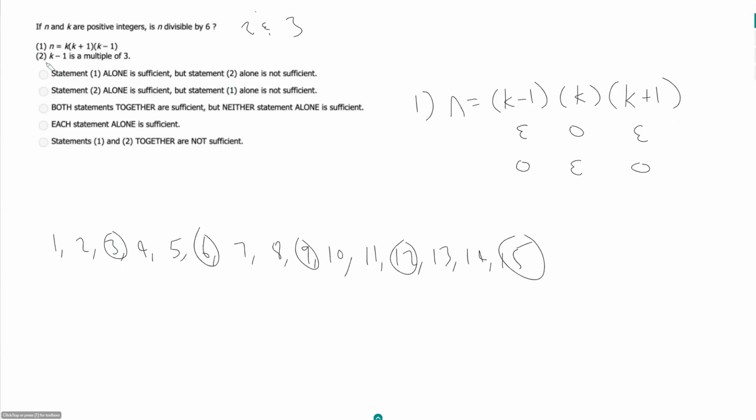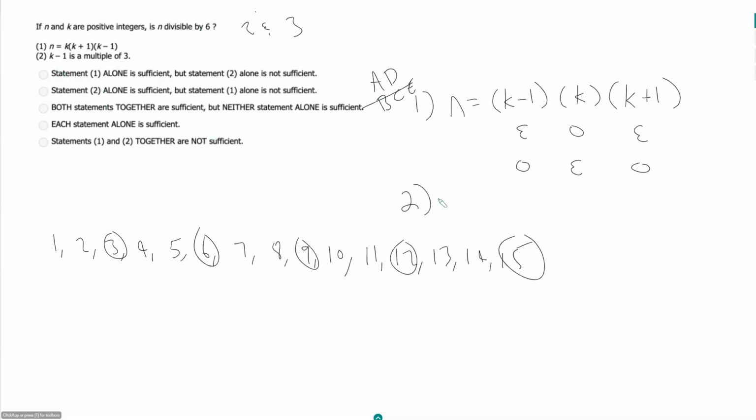So without knowing anything about k, I know at least one of them is going to be even, which gives me my 2. If it's 3 consecutive numbers, one of these is going to be a multiple of 3. I don't know which one, and it doesn't matter which one. That gives me a 2 and a 3, which makes n divisible by 6. Sufficient.